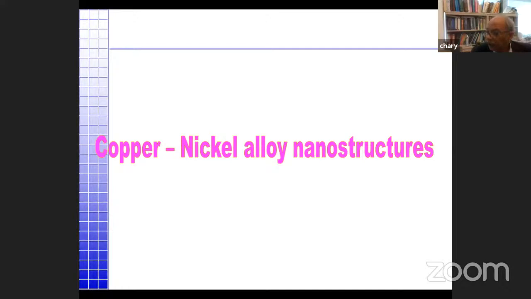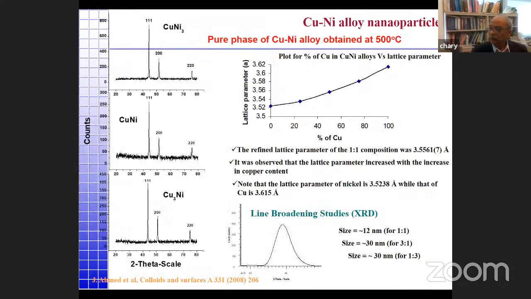Similarly, we were also able to make copper-nickel alloy structures. These are three different compositions we looked at: 1:2:3, 1:2:1, and 3:2:1.